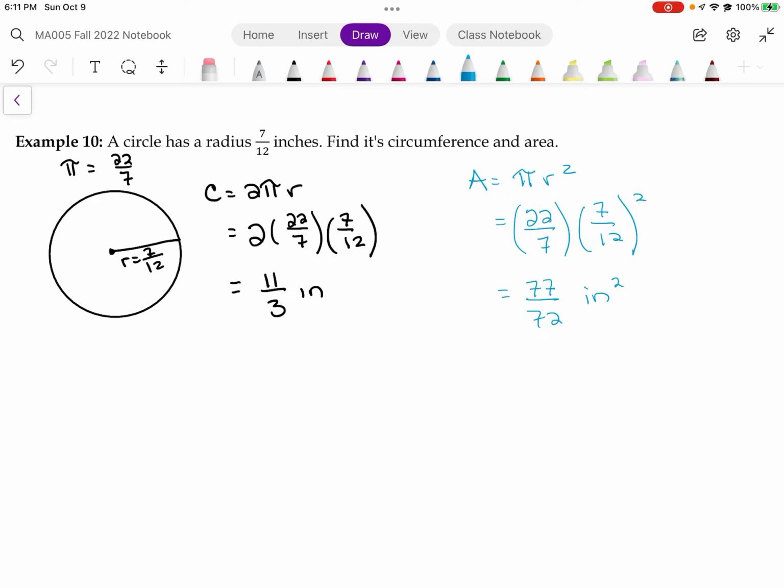All right, so don't forget to square that. So put parentheses around that fraction, or put it in twice. You can just say 7/12 times 7/12 if you really want to.